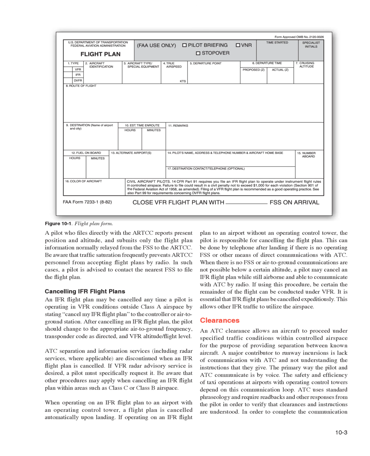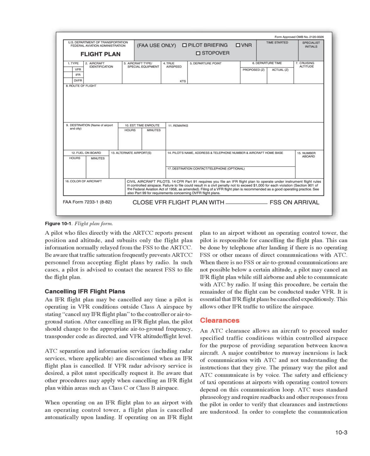It is essential that IFR flight plans be cancelled expeditiously. This allows other IFR traffic to utilize the airspace. Clearances. An ATC clearance allows an aircraft to proceed under specified traffic conditions within controlled airspace for the purpose of providing separation between known aircraft.